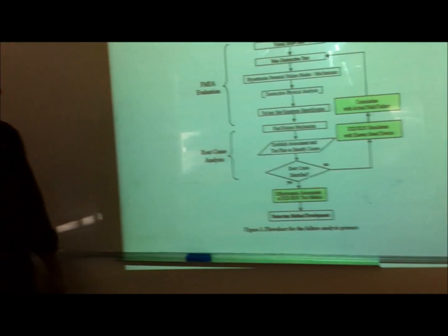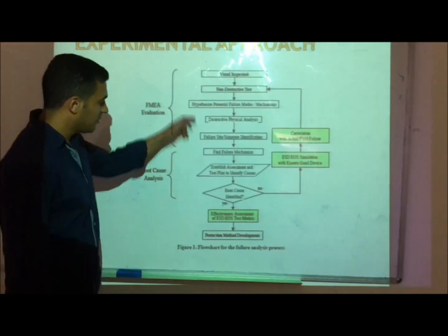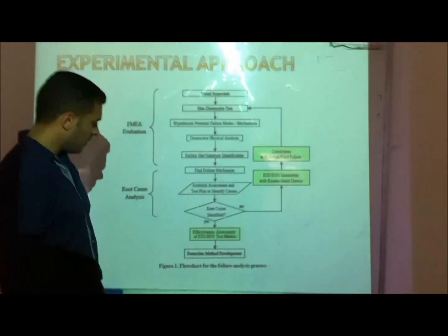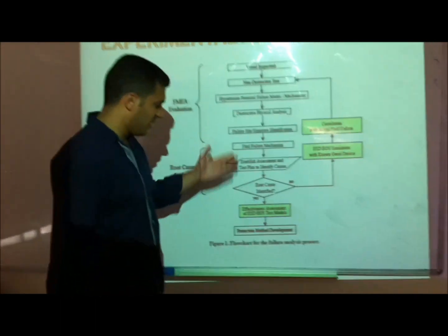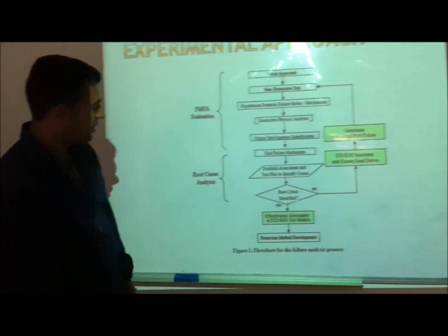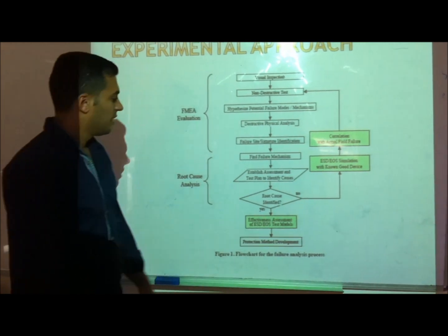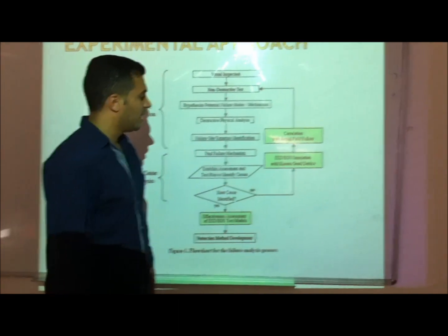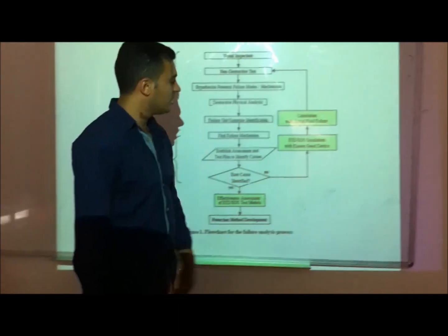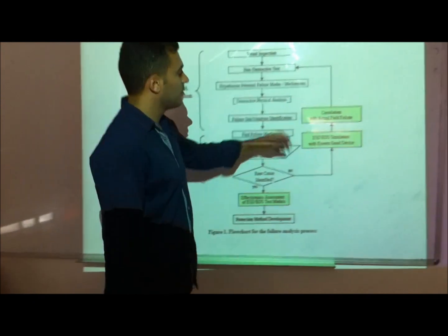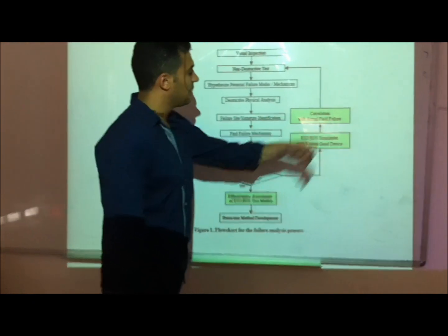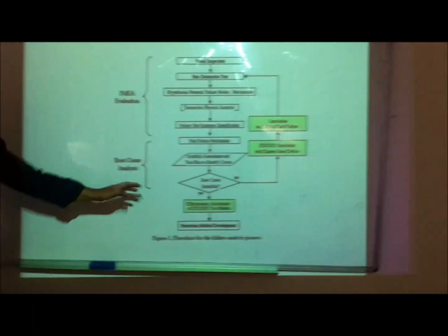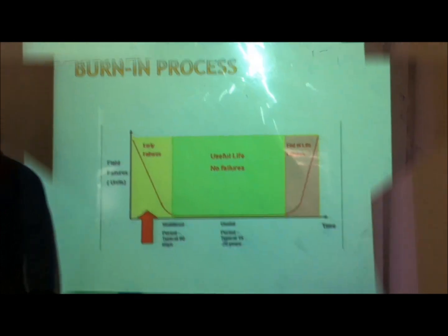After this, we know the causes of the failure, so we can identify the root cause. So we can improve the system or improve the component according to this root cause. If we don't know this, we go here. We make ESD EOS simulation with a number of devices, then we make a correlation with actual field failures. After that, we make a prediction of the load.